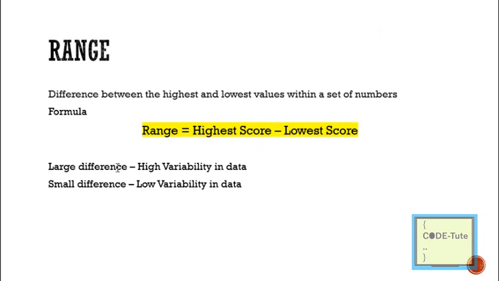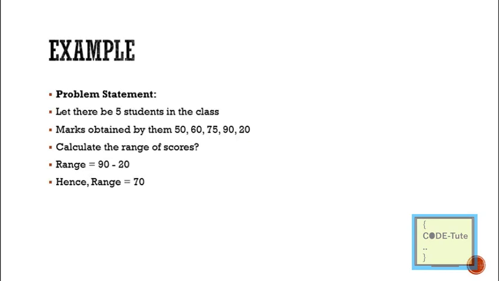Okay, so if the difference between the highest and the lowest value is very high, then it is called high variability. And if there is a small difference, then the data has low variability. So from the range we will come to know the difference between the highest and the lowest value, and from that you will come to know the spread of your data and the extreme values in your data as well. Now we will take an example.